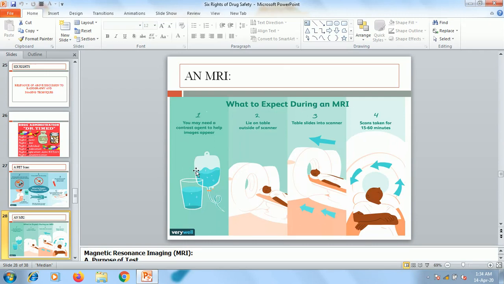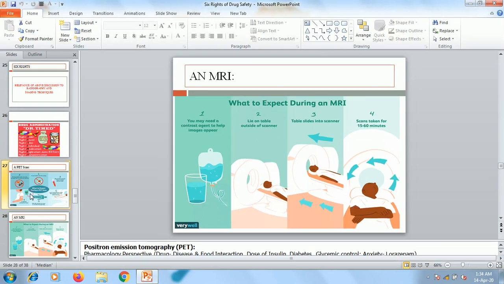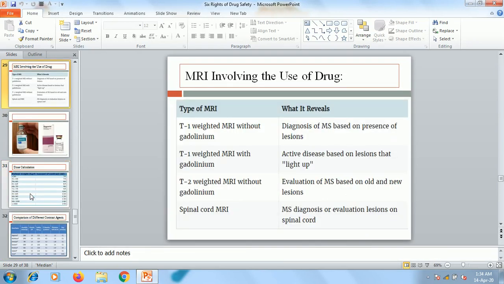So we are concerned with this. Here is a drip, here is an infusion. The contrast injection might be injected. Then here are different drugs that are used in an MRI. For example, this is MRI without gadolinium. Gadolinium is a drug, a contrast medium that is being used in an MRI.